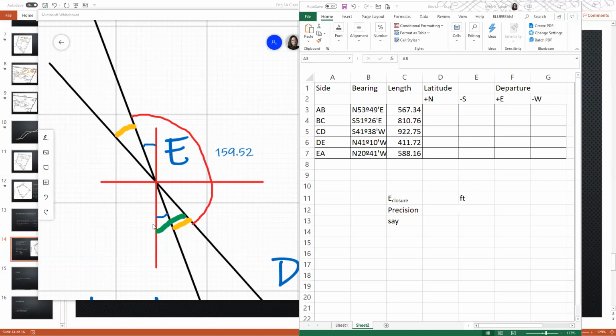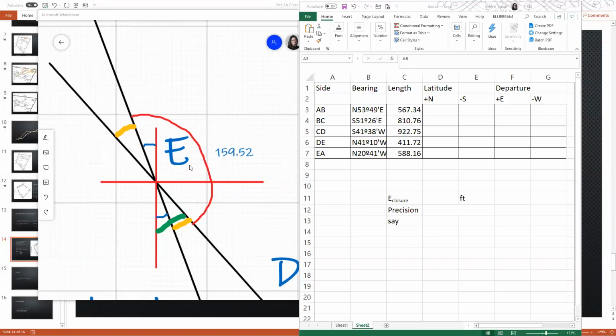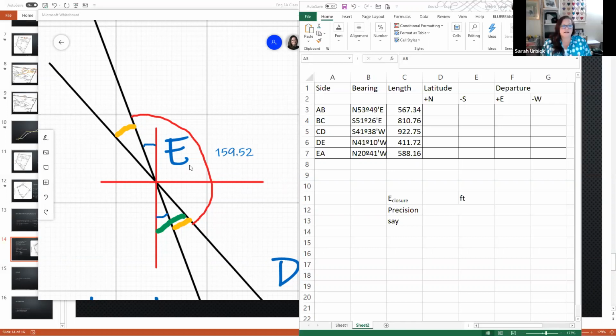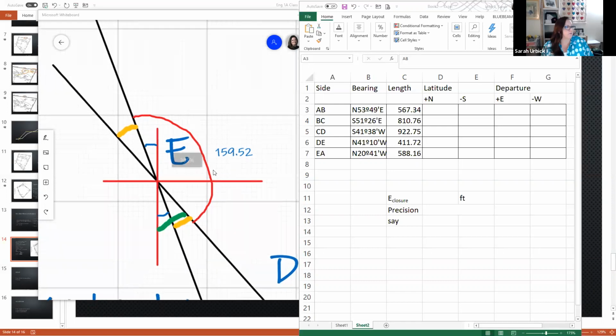Got it. Okay. Did that work out and give you the 20 degrees, 41 minutes? Yeah, it did. Okay. All right. So the next question that came up for us was, what's the interior angle at A? How do we want to go about finding that?